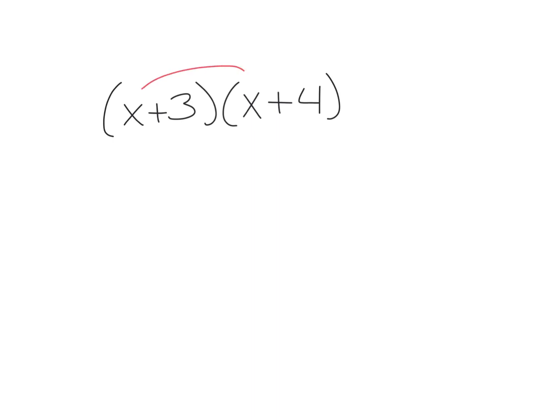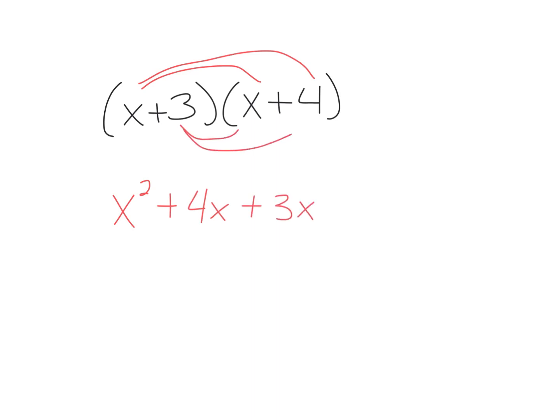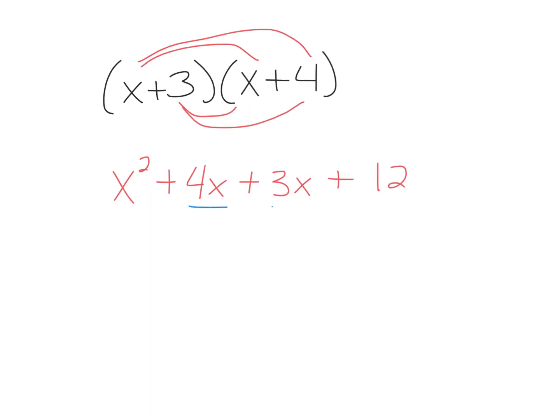We have x times x, which is x squared. And then we take x times 4, 4x. And then we have 3 times x, 3x. And then we have 3 times 4, which is 12. Okay, and then how would we simplify this? Combine like terms. So we have x squared plus 7x plus 12.